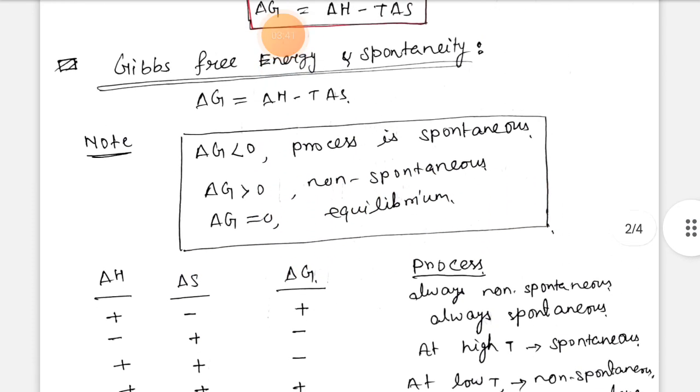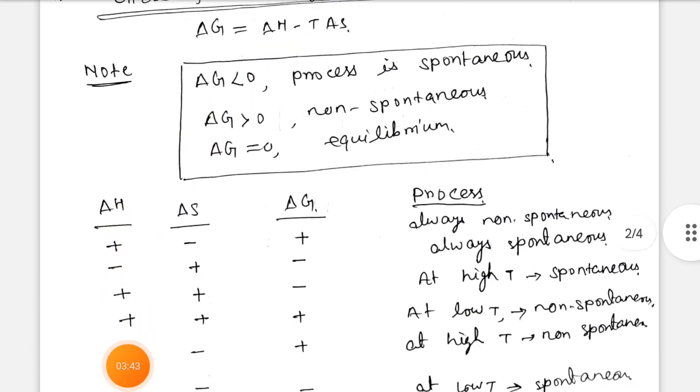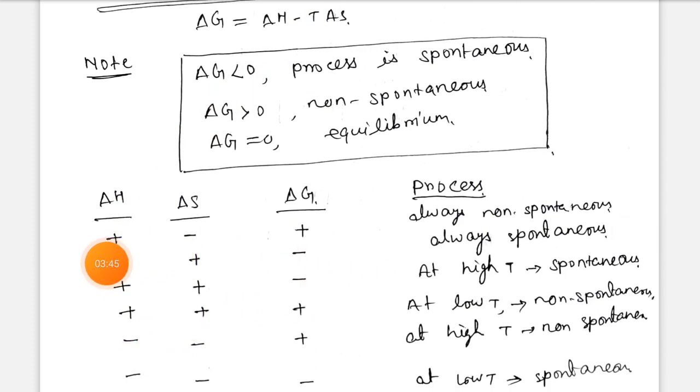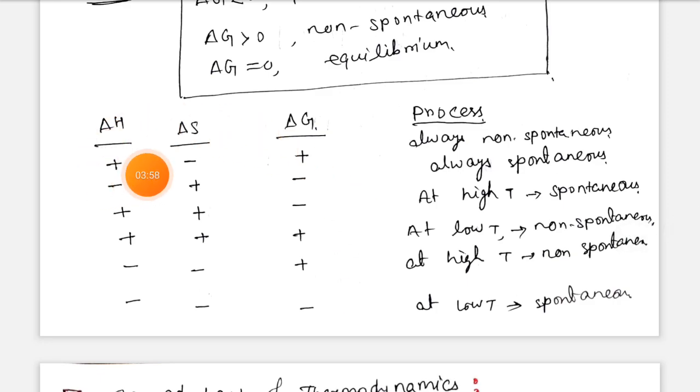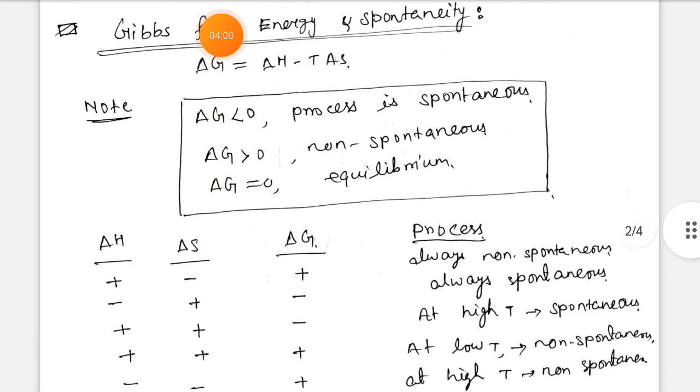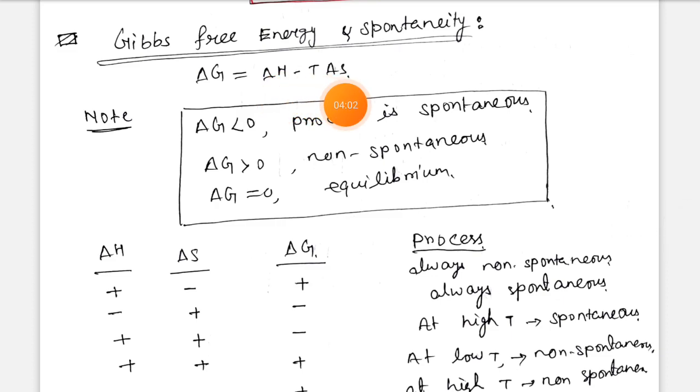Next, from this equation, if we take the values of delta H and delta S, we can conclude whether delta G is positive or negative, and I will discuss whether the reaction is spontaneous or non-spontaneous. If we take delta H as positive and delta S as negative, and put these values in, then delta G is positive.